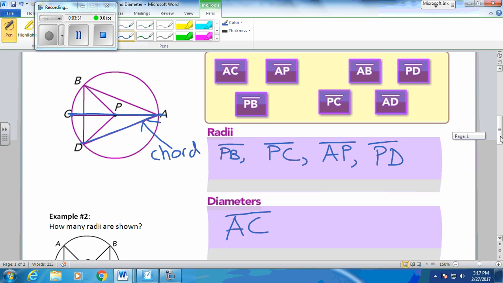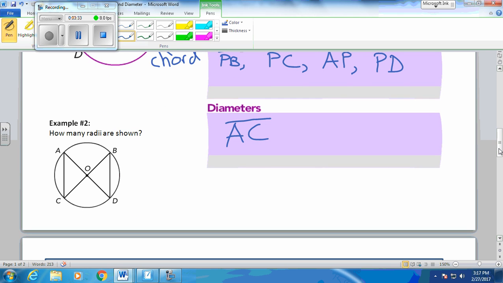Question number 2 is asking how many radii are shown. Go ahead, count that up. I said that there were 4. Remember, a radius goes from one endpoint to the center, endpoint to the center, endpoint to the center, and endpoint to the center. All right, on to the back.